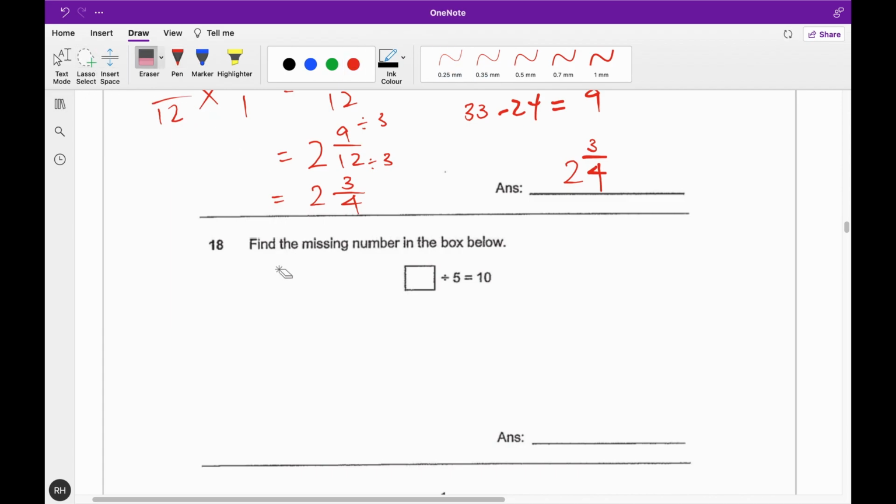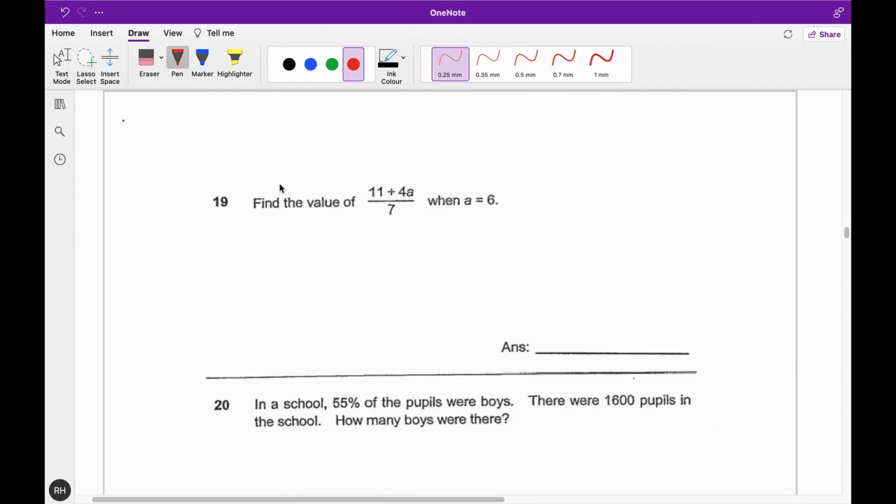Find the missing number in the box below. So something divided by 5 equals 10. Then we have to rearrange this. The opposite of divide will be times. So basically we can just write 10 times 5 equals 50. If we do a check, 50 divided by 5, we'll have 10. So this is correct.